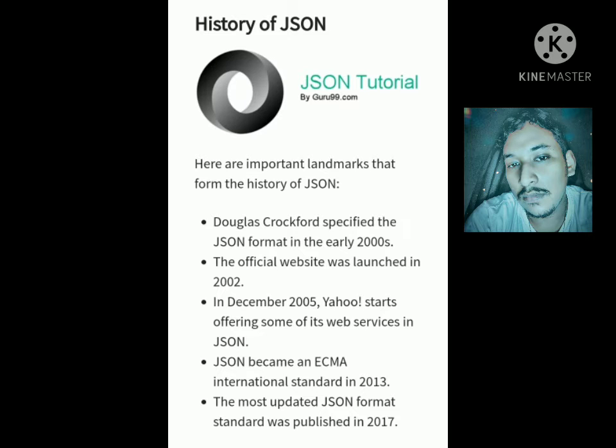Hello, good morning everyone. Here are important landmarks that form the history of JSON. First, Douglas Crockford specified the JSON format in the early 2000s. Second, the official website was launched in 2002. Third, in December 2005, Yahoo started offering some of its web services in JSON. Fourth, JSON became an ECMA international standard in 2013. The last, the most updated JSON format standard was published in 2017.